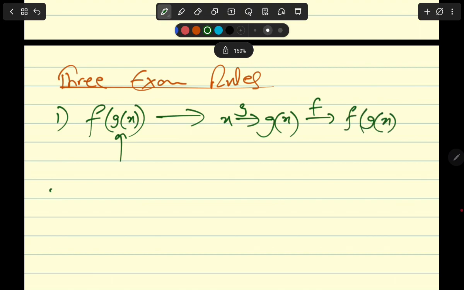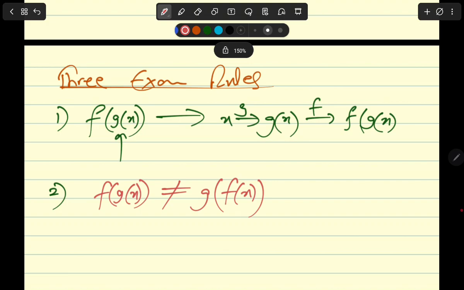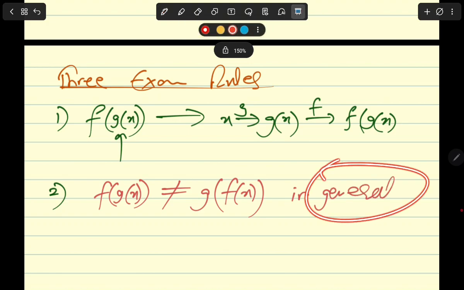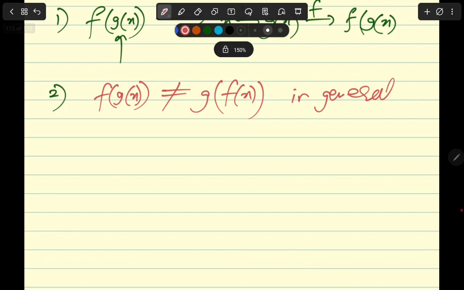Rule number 2 is that f of g(x) may be in some cases equal to g of f(x), but usually it's not a condition that they both should be equal to each other. So in general they are not equal to each other. Okay, now rule number 3 is that you have to check the domain restrictions.